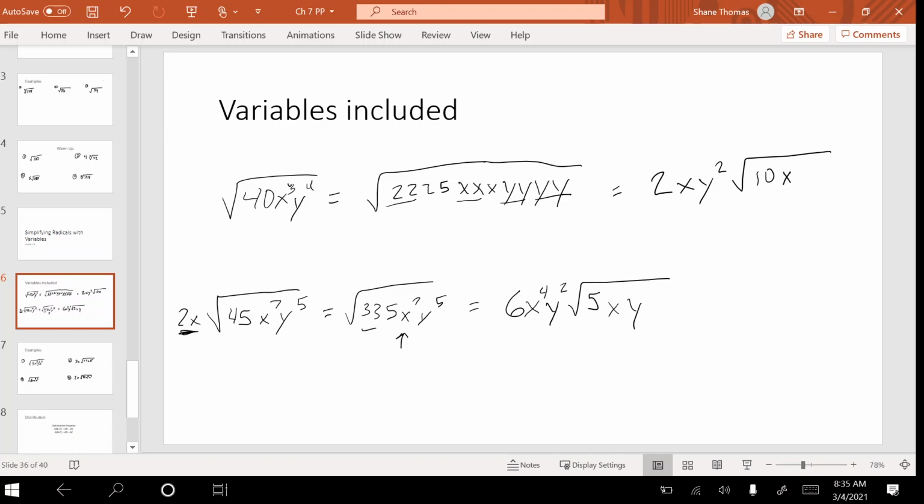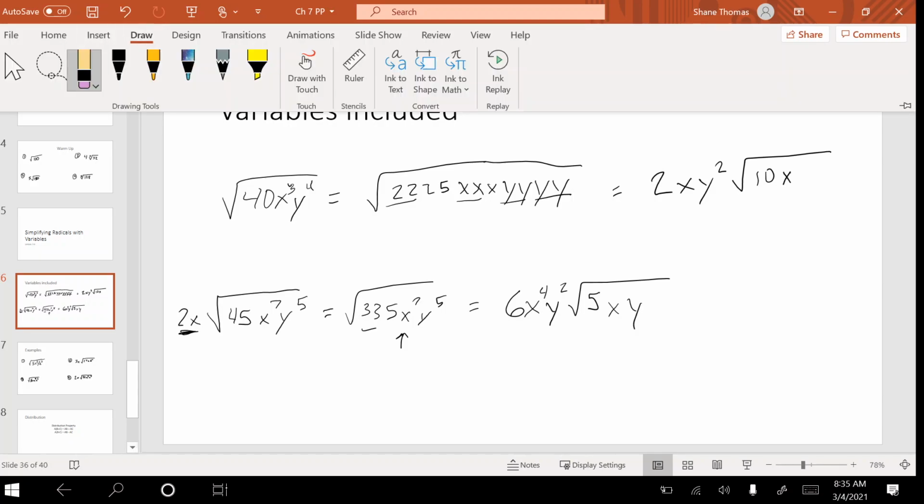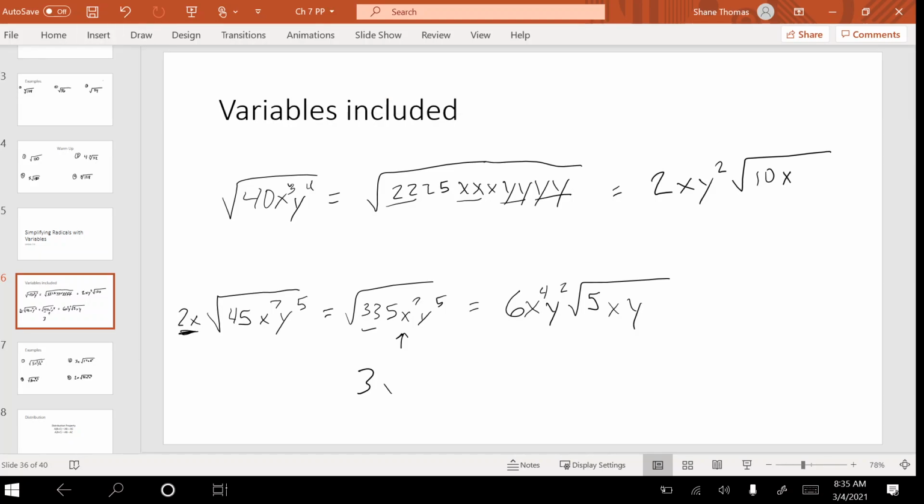If you want to, I can write it like this. I had 3 x to the 3rd, y to the 2nd. That's what I brought out. So I have that times 2x. 3 times 2 is 6. X's I'm going to have 4. Y's I have 2. But anything times 1 is the same number. So x.